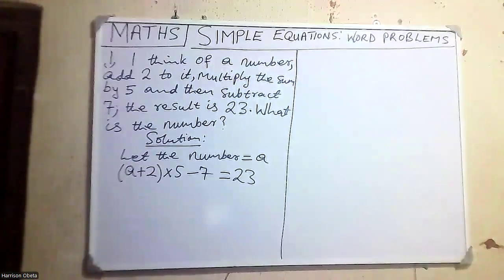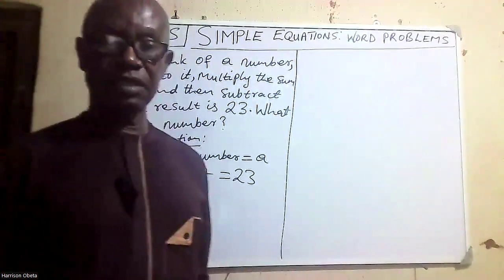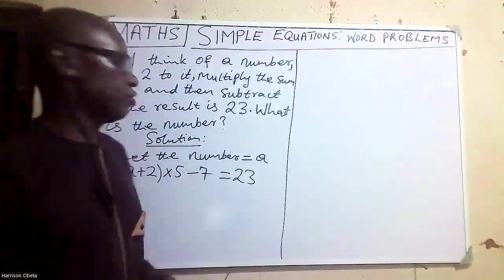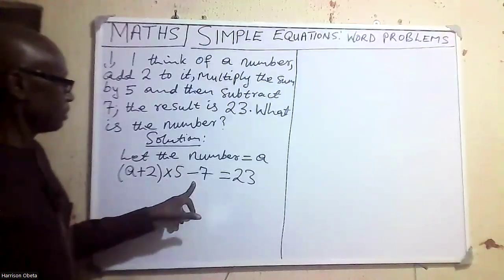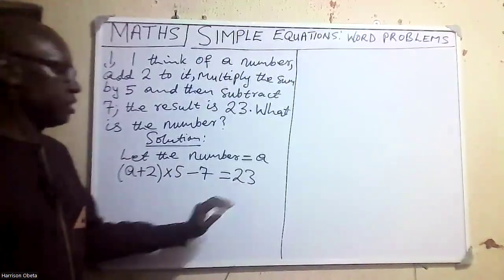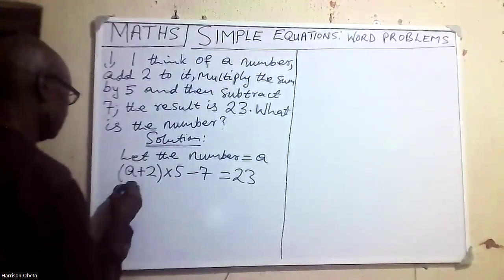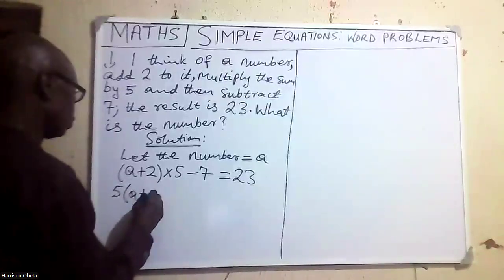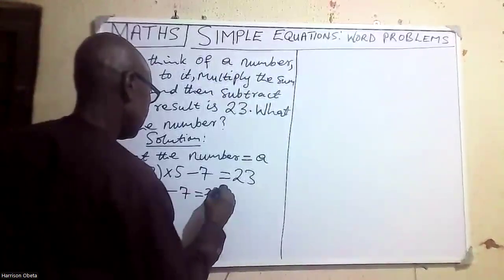You see how I started? First of all, represent the number by a letter and then follow the instruction. Added 2, multiply by 5, subtract 7, the answer is 23. So now we can write, and we have 5 bracket A plus 2 minus 7 equal to 23.